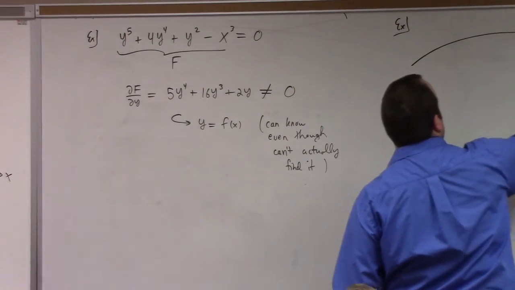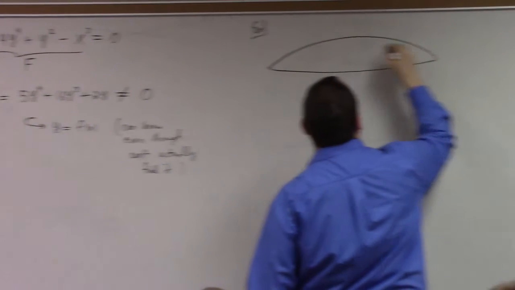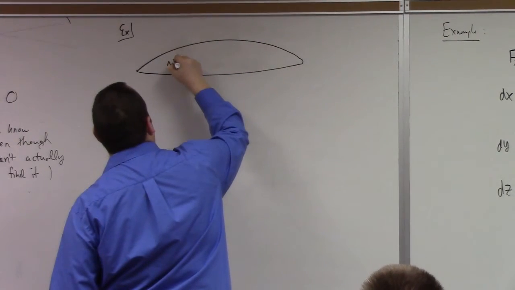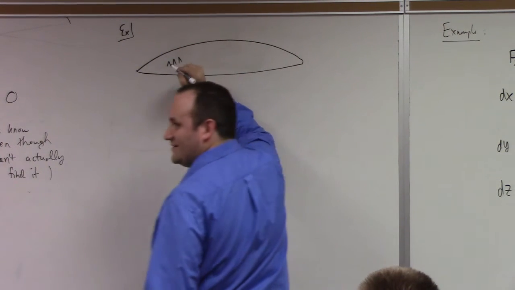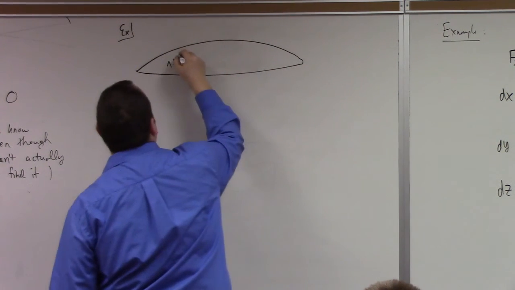Suppose you have an ant. How many legs do ants have? It's got 6? 6, okay.